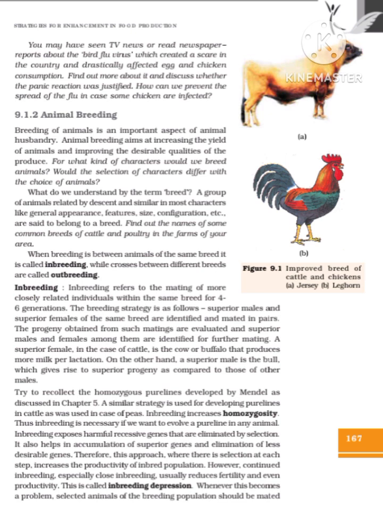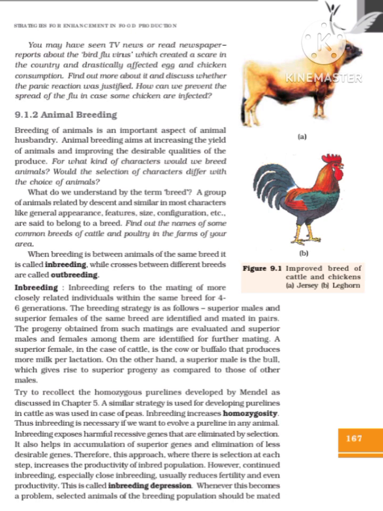of other males. Try to recollect the homozygous pure lines developed by Mendel as discussed in Chapter 5. A similar strategy is used for developing pure lines in cattle as was used in case of peas. Inbreeding increases homozygosity. Thus inbreeding is necessary if we want to evolve a pure line in any animal. Inbreeding exposes harmful recessive genes that are eliminated by selection. It also helps in accumulation of superior genes and elimination of less desirable genes. Therefore, this approach, where there is selection at each step, increases the productivity of inbred population.